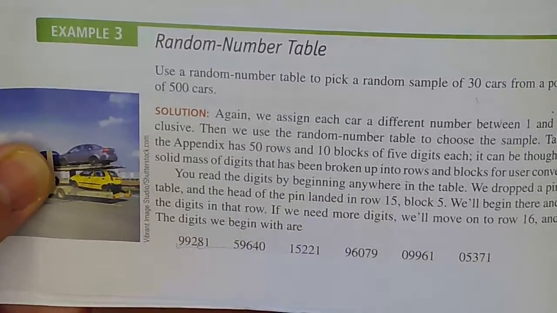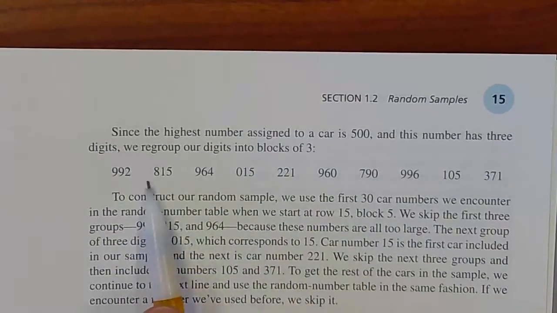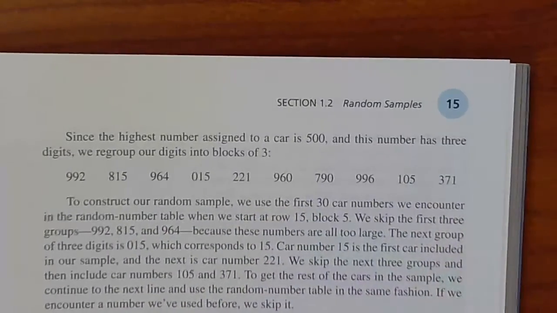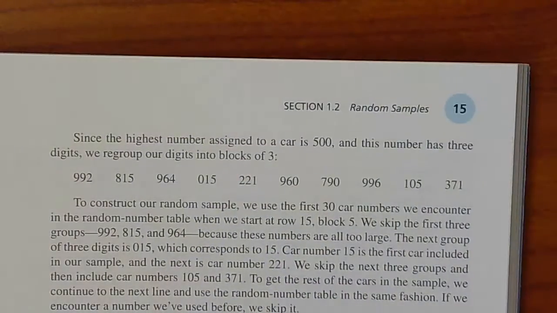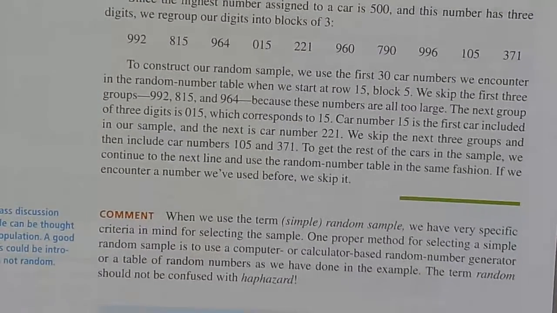And then that's exactly what they did over here. 992 is the first one I showed you. See that they're just doing groups of 3. We throw out the ones we don't use and we use these ones. There's also ways we can use our calculator. We'll get to that later, but that's one way to do it.